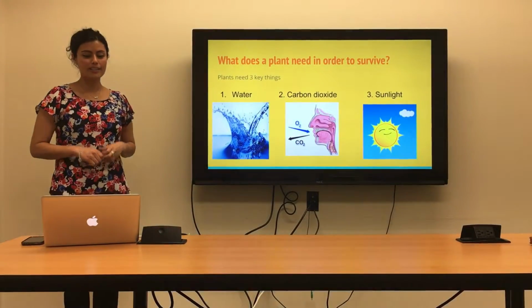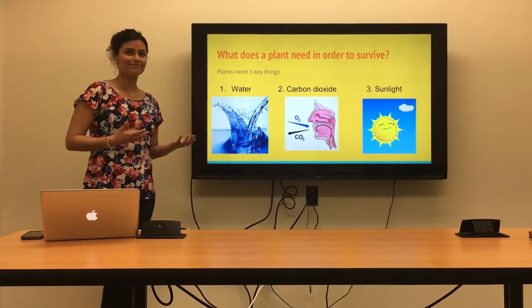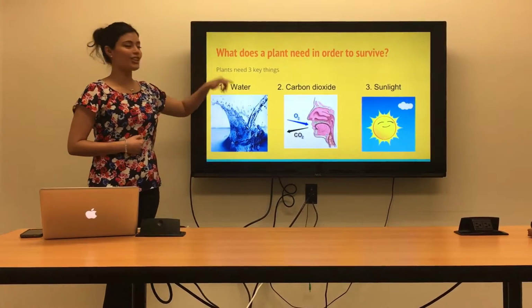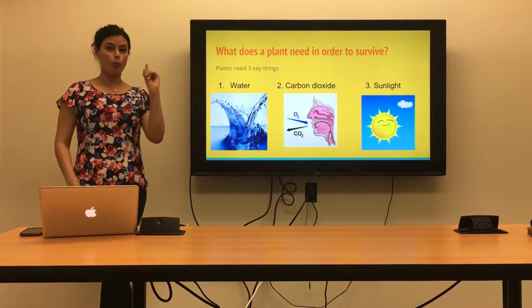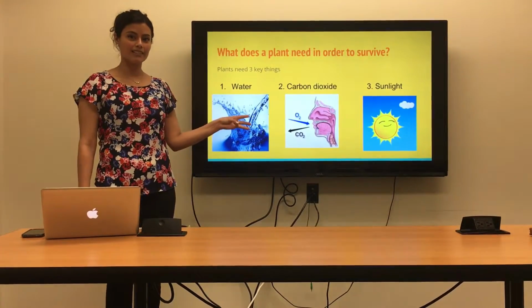All right, so what does a plant need in order to survive? Can anyone tell me this? That's right, it's already on the board. Plants need 3 key things. They need water, carbon dioxide, and sunlight.